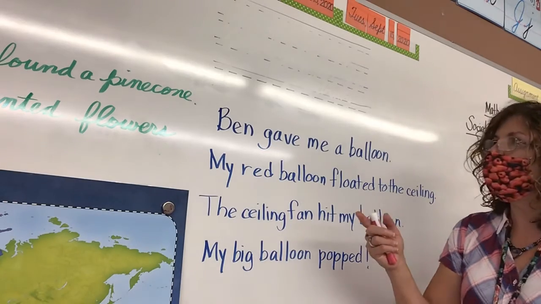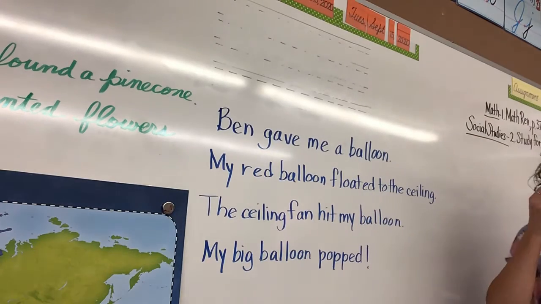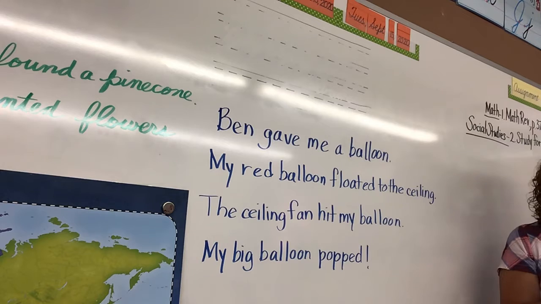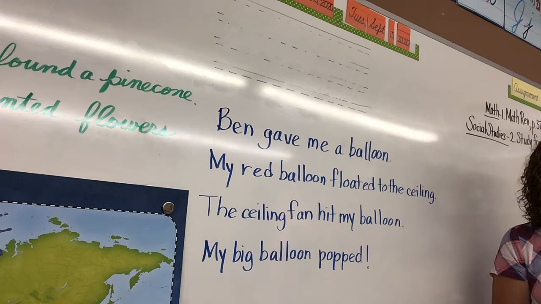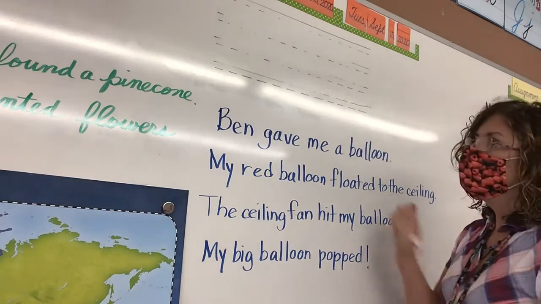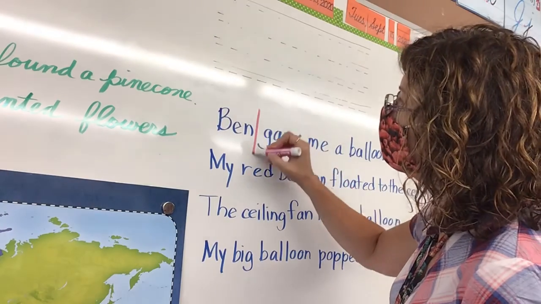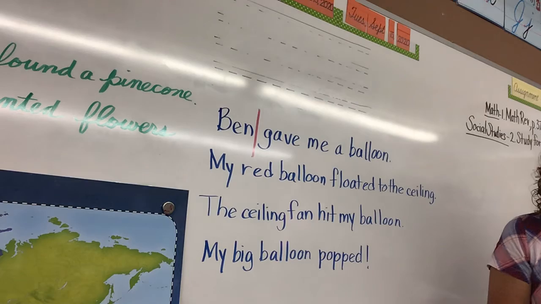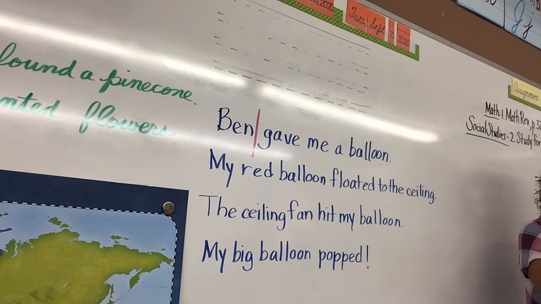All right, so eyes up here. Let's read the sentence on the board. The first sentence says, Ben gave me a balloon. Ben, you want to answer that one? We're going to divide it. Who's this sentence about? Ben. It's about Ben. So we're going to draw the line after Ben. Okay, that's all you're going to have to do on the quiz tomorrow. So first you're going to do exactly what you're going to do on the quiz tomorrow.